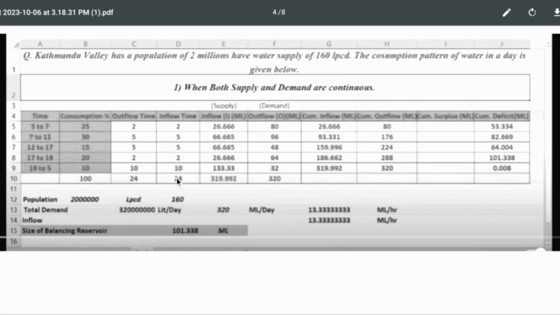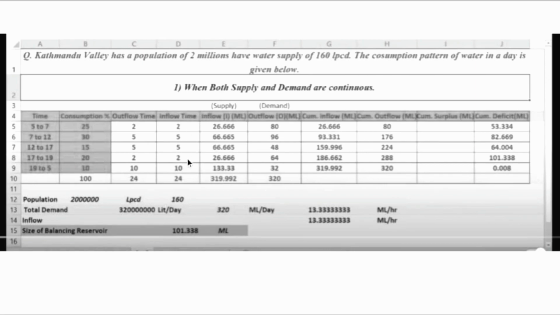there is outflow for 24 hours and inflow for all 24 hours, that is 5 to 7 means 2 hours, 7 to 12, 5 hours, 12 to 17, 5 hours, both in outflow and inflow. Inflow is also that is supply for 24 hours and demand for 24 hours. In this type of question, inflow and outflow are continuous. So for the calculation of the supply, we use this 320 million liter per day, given per hour. So 320 divided by 24 into 2.